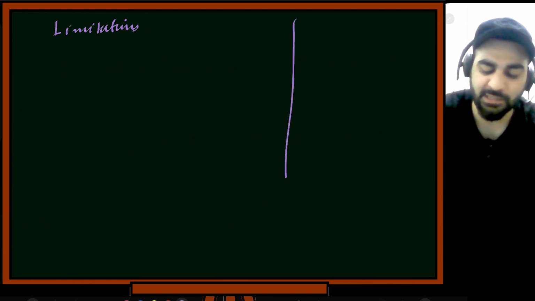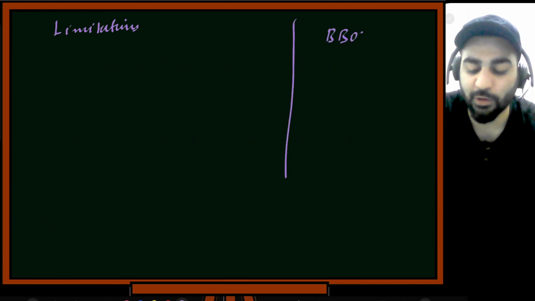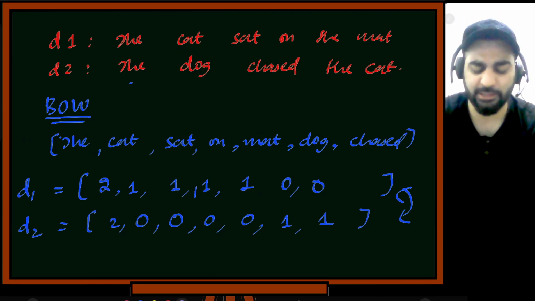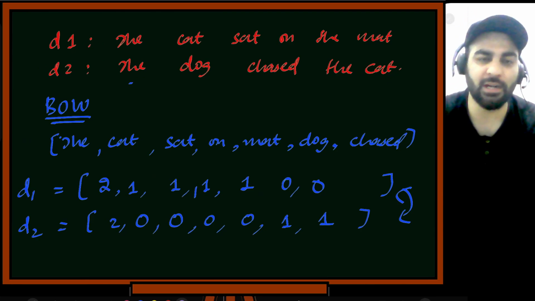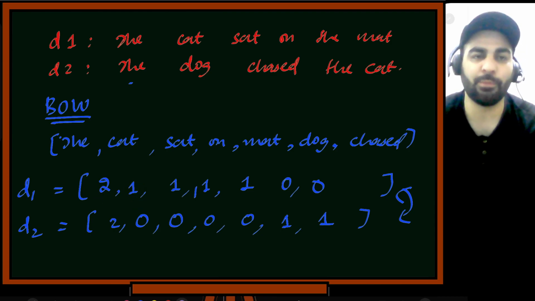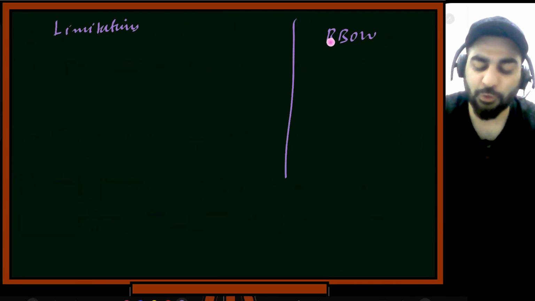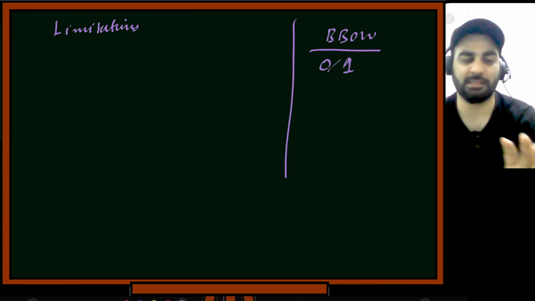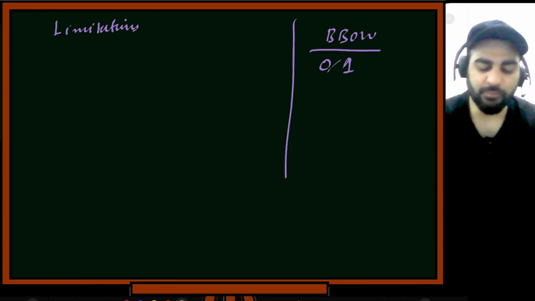Before talking about limitations, there is a small concept, binary bag of words, which says you just write absence or presence of the words. You don't write the frequency. You just write whether it's absent or present. So 1 and 0: 1 means present, 0 means absent. You don't write the frequency. So what is the limitation of this?